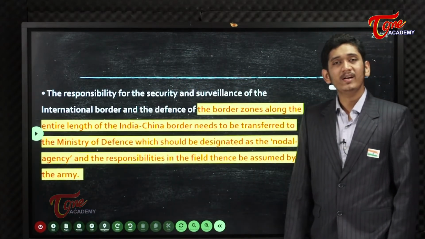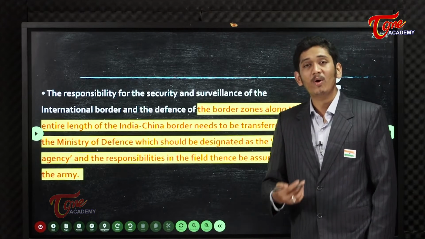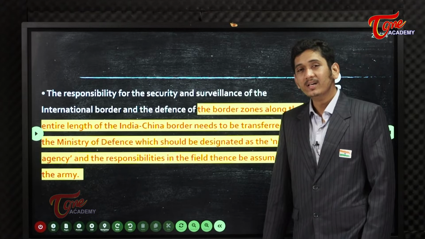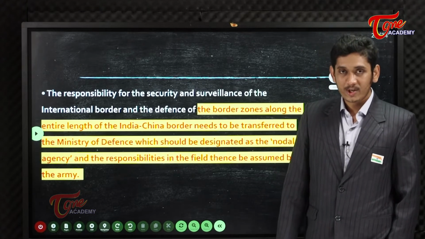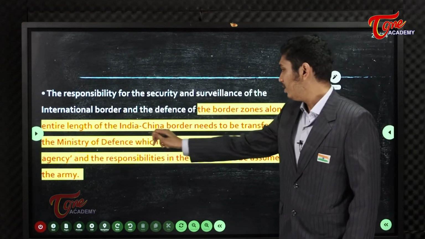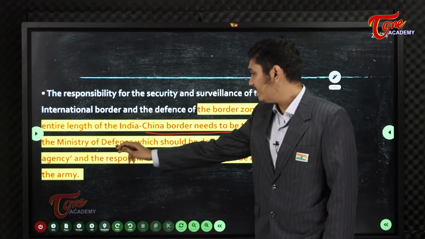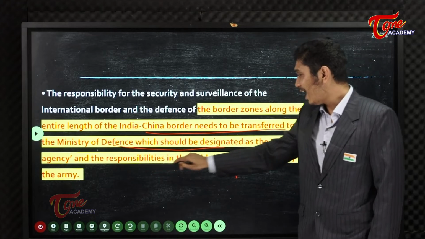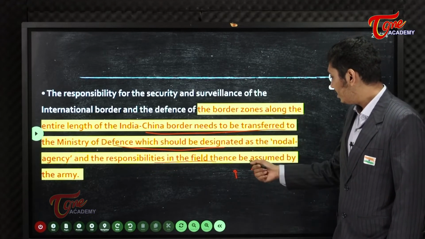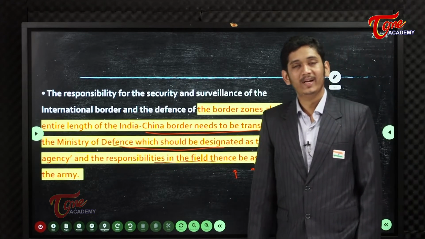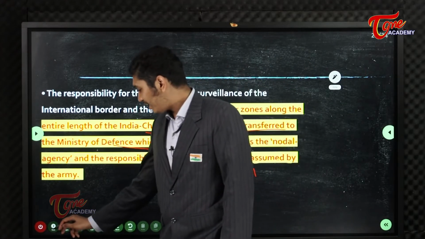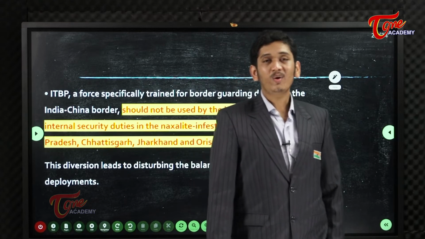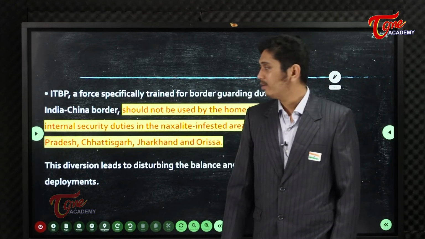Even what they recommend is that the entire border area or border forces should come under a single ministry, and it could be better if it comes under the Ministry of Defense. Indo-China borders need to be transferred to the Ministry of Defense, which should be designated as the nodal agency, and the responsibility in the field should then be assumed by the army, as it is being done in the case of China, where the People's Liberation Army of China controls the border area by its border wing.